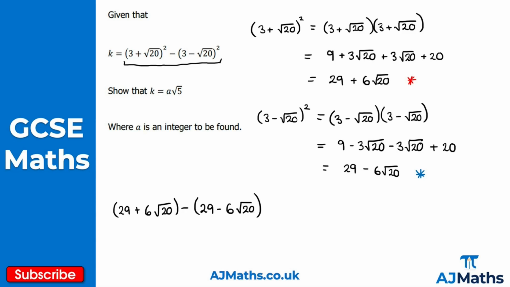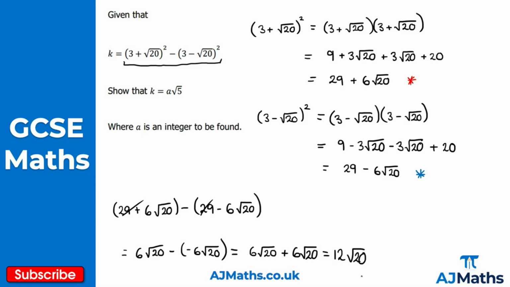I think doing the brackets here is really important because it shows why you have to be careful with your signs. So 29 minus 29, well, they're just going to cancel. I've then got 6 root 20 minus minus 6 root 20. And this is why we have to be careful. Once I evaluate this, it's going to be 6 root 20 plus 6 root 20, because subtracting a negative number becomes addition. So I get 6 root 20 plus 6 root 20, and in total we get 12 root 20.